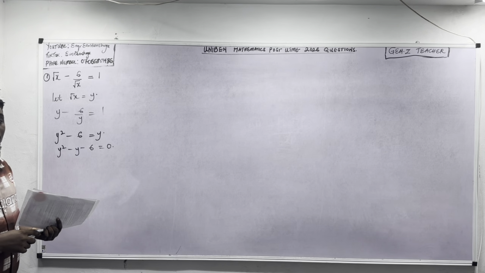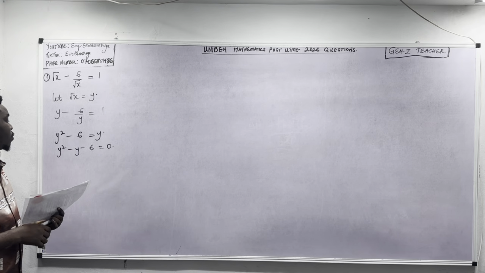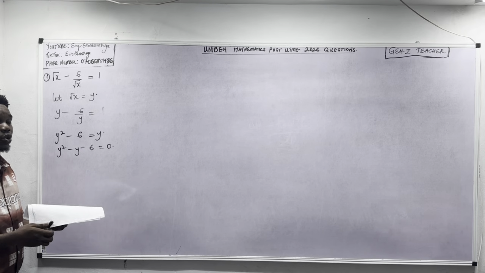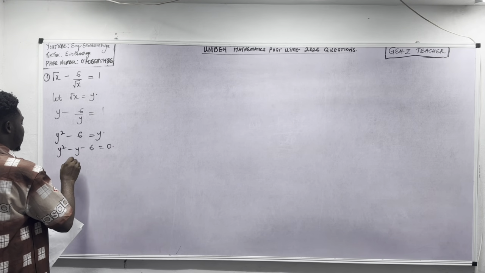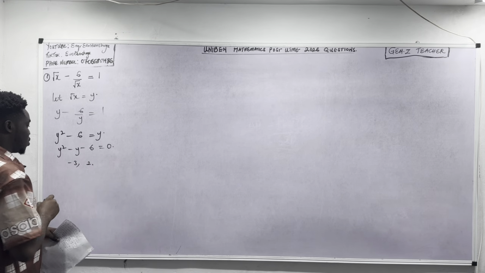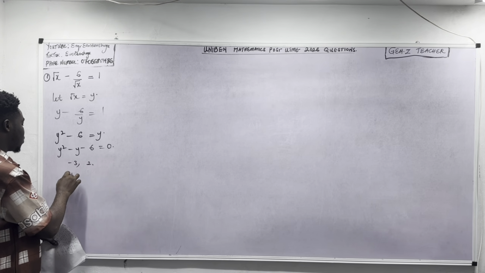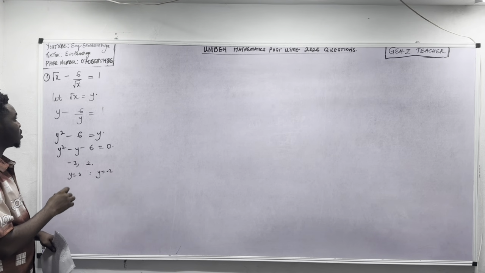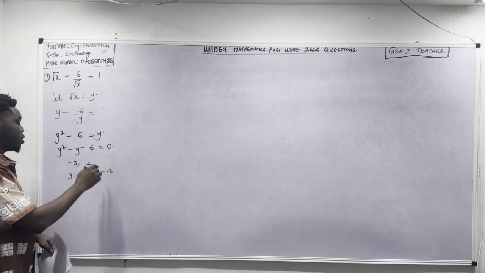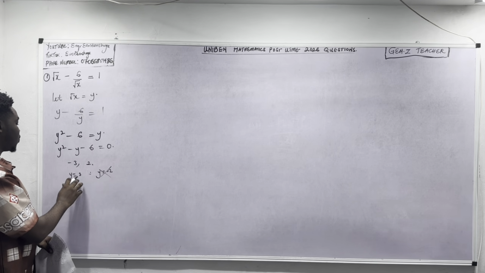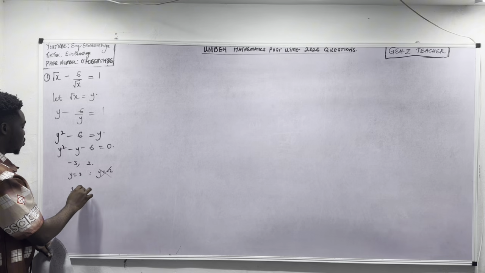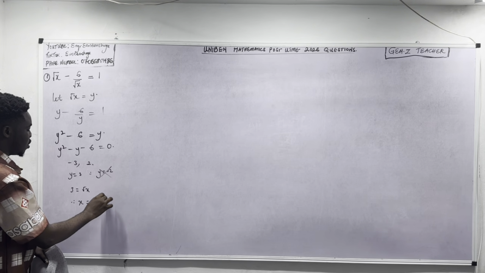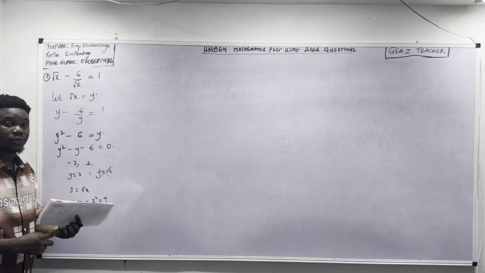Now, how do we solve quadratic equations? We look for what numbers you multiply to get minus 6, but add to get minus 1. And that should be basically minus 3 and plus 2. So quickly, y equals 3 and y equals negative 2. Now, because remember y is the root of x, we don't need the negative value. So it means y, which is 3, equals the root of x, and therefore x should be the square of 3, which is 9. So the answer to the first question is 9.